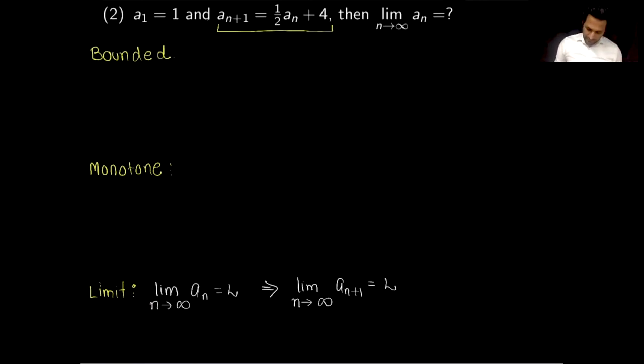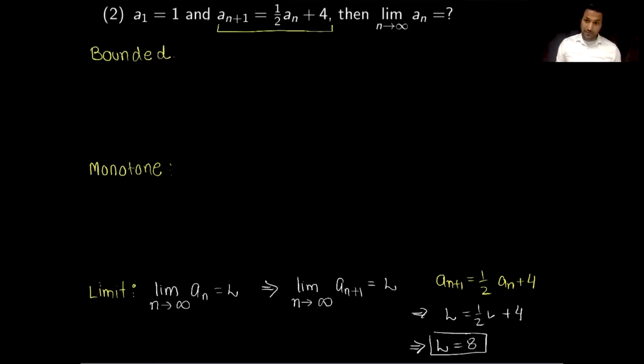Now, since I have this recurrence relation, a_(n+1) is equal to 1 half a_n plus 4, if I take the limit as n approaches infinity on both sides, I will get L is equal to 1 half L plus 4. Therefore, the value of my limit is 8. So this shows that if my sequence is convergent, which I have not shown yet, then the limit of this sequence must be 8. Now let's show that the sequence is convergent.